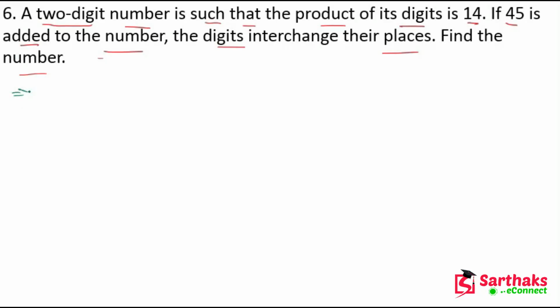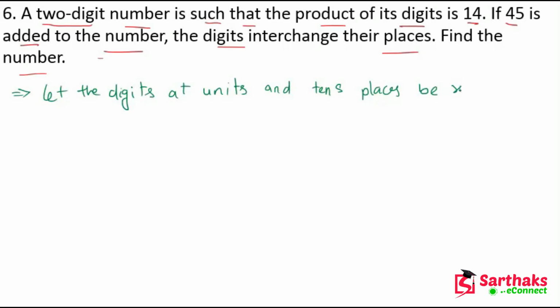Here you can see, let the digits at units and tens places be x and y respectively. Now the product of their digits is 14. It means x into y is 14. From this we can write y is equal to 14 upon x. Let's suppose this is equation number 1.